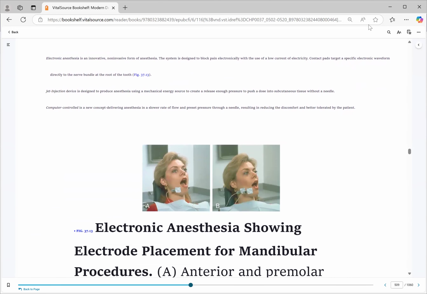We're going to talk about electronic anesthesia. It's a non invasive form of anesthetic. The system is designed to block pain electronically with the use of a low current electricity. We use pads that target a specific electronic waveform directly into that nerve bundle at the root. And then there's a jet injection device that's designed to produce anesthetic using a mechanical energy source to create enough pressure to push a dose into the tissue without using the needle.